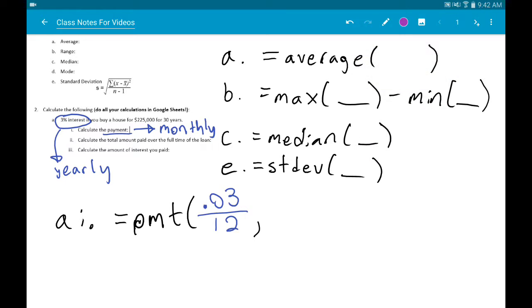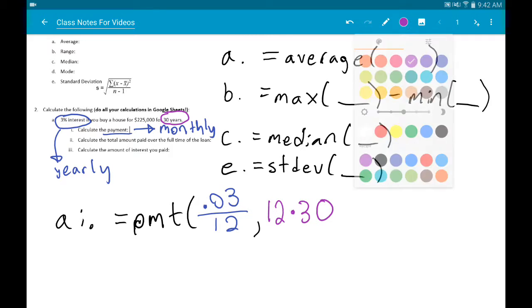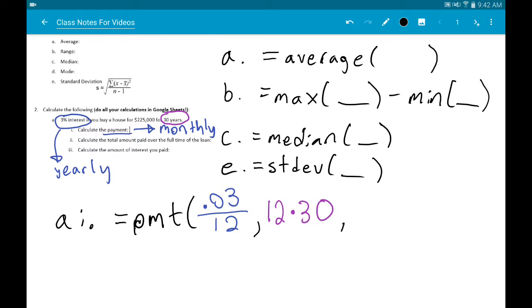Let me just verify this that I've got. So the number of payments that we're doing. So we've got 30 years, but we're paying 12 times a year. So we're going to do 12 times 30, because that's the total number of payments that we're going to do. And then the final amount that we'll do is just the total value of the house, which is $225,000.